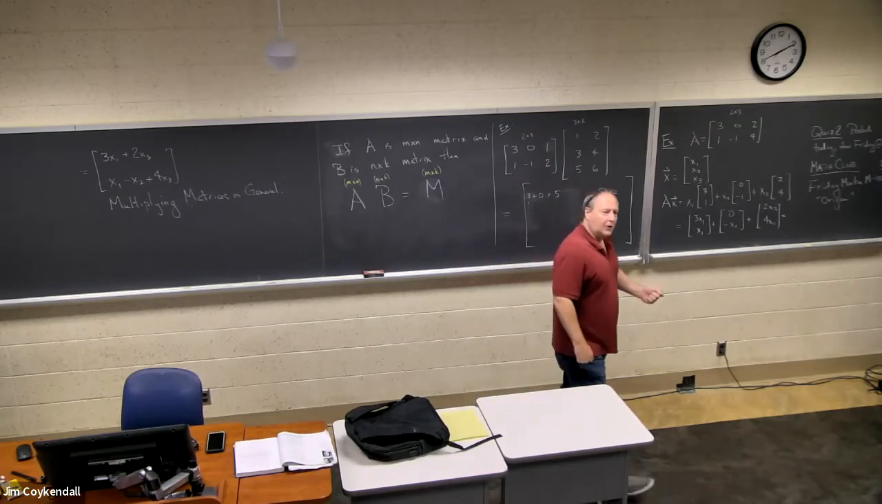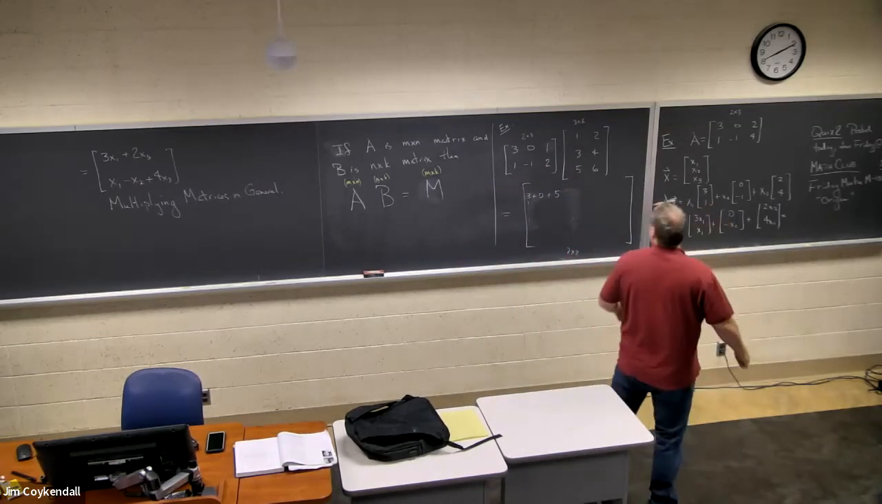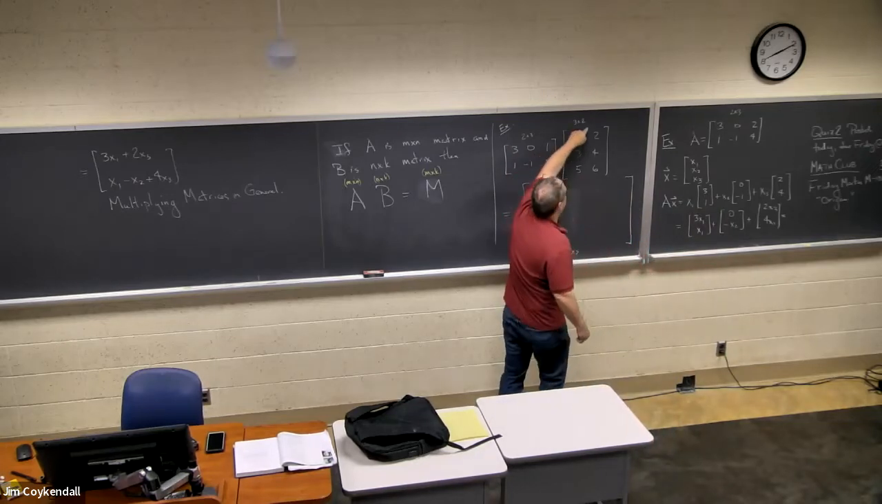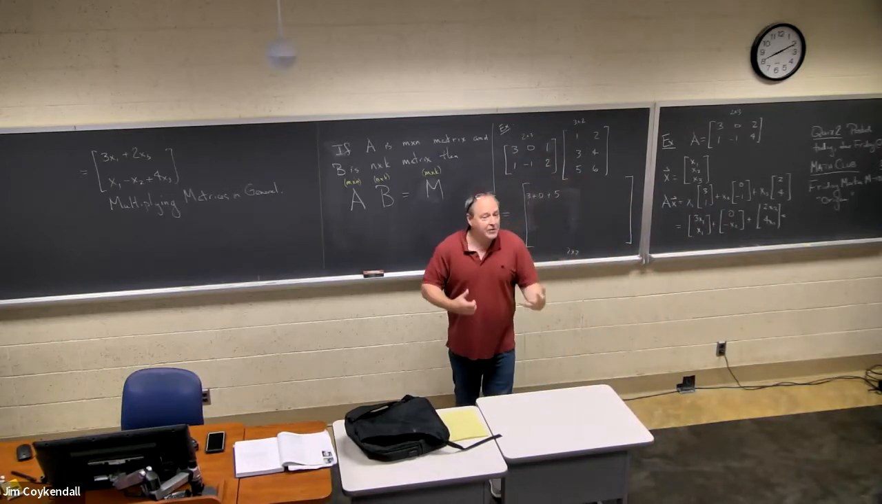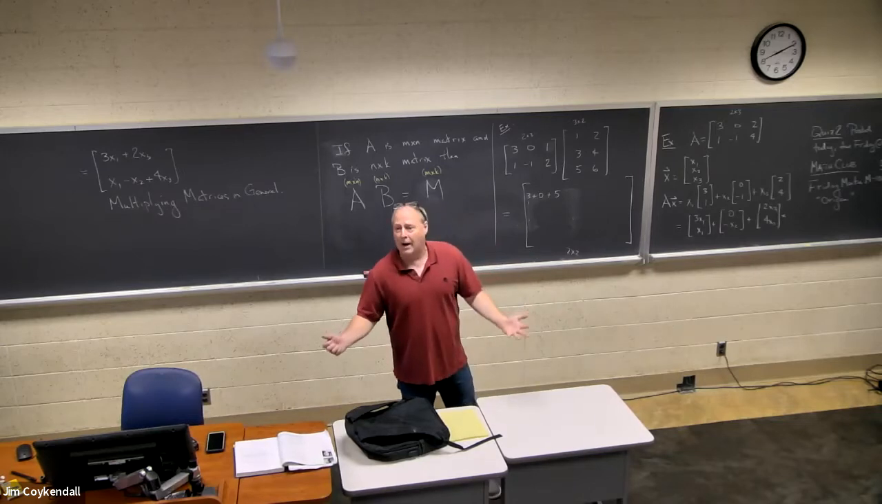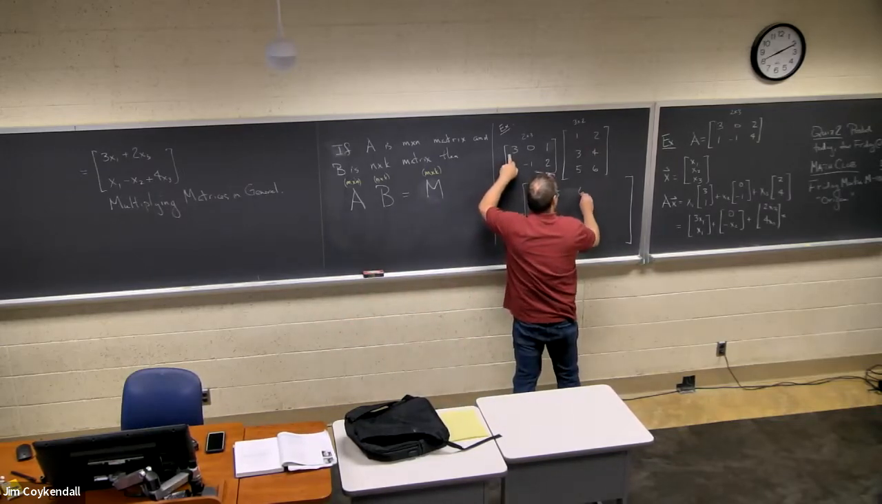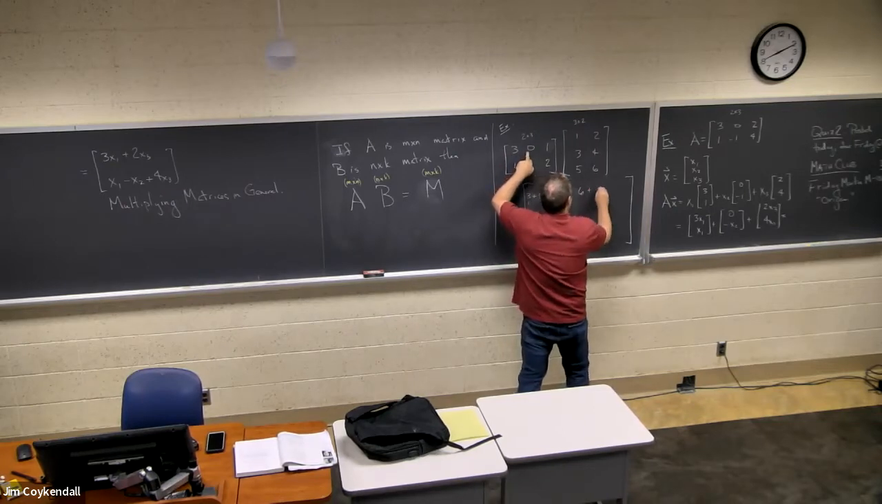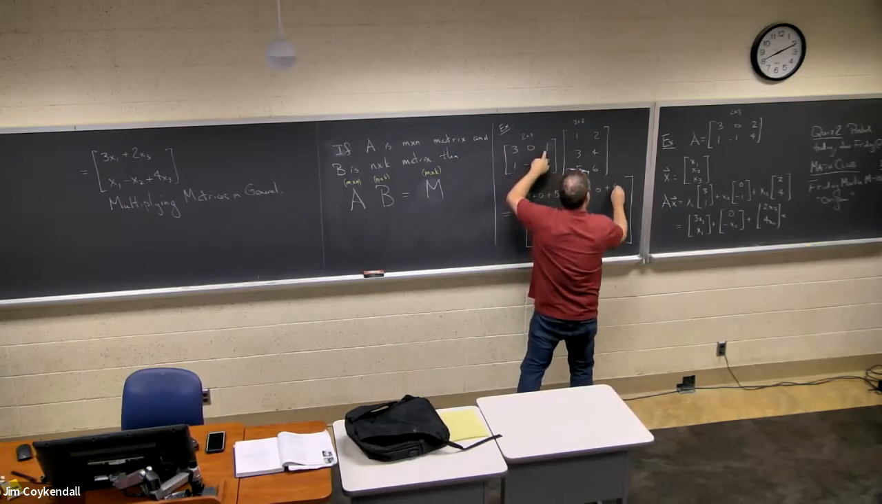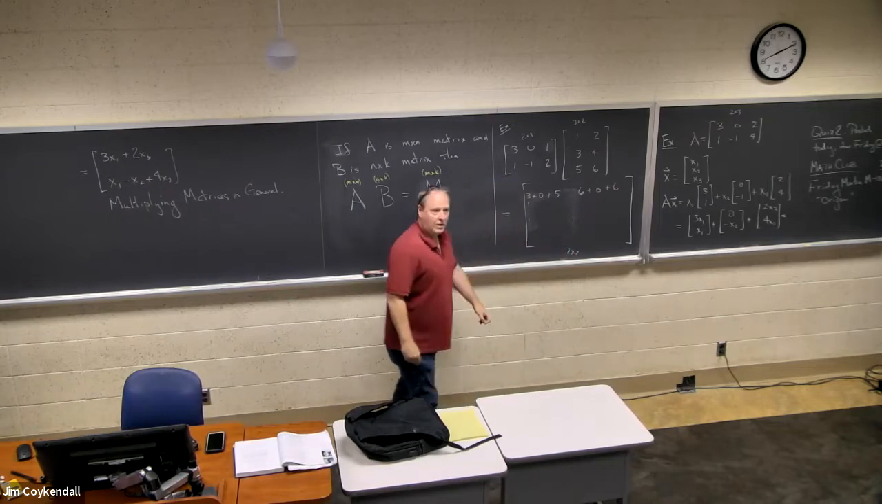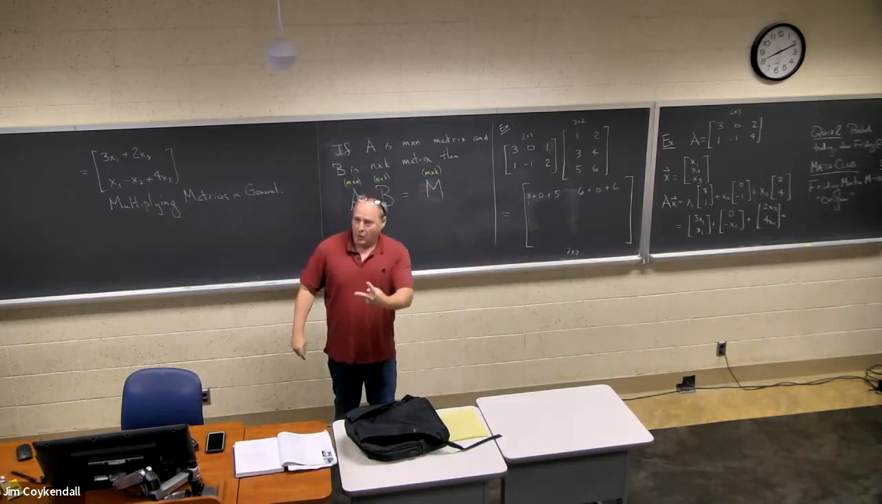What if I want the first row second column? Then multiply the first row by the second column. And now you see why you've got to have everything match up, because otherwise it doesn't make any sense. What happens here? 3 times 2, 0 times 4, 1 times 6. Okay, so 2 more to go.